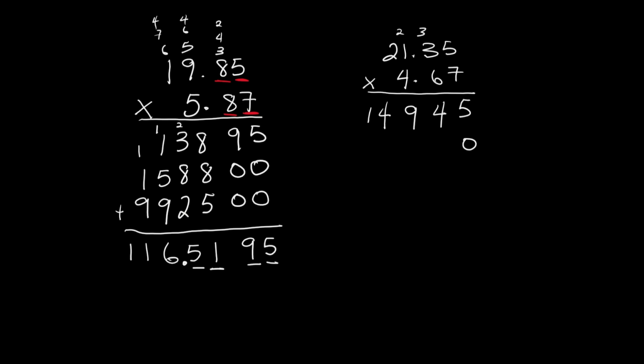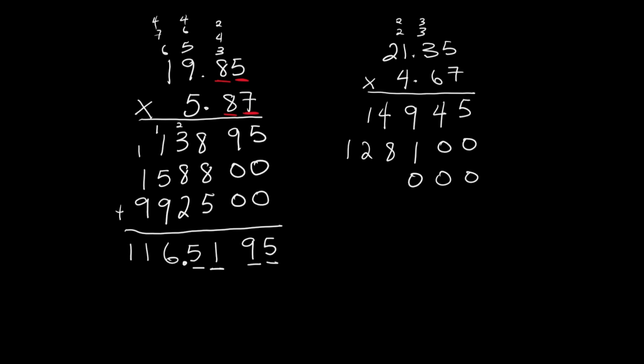Now 6 times 5, that's 30. Carry that 3. 6 times 3, that's 18. Plus 3, and that would be 21. 6 times 1, that would be 6. Plus 2, and that would be 8. And 6 times 2 would be 12. We go ahead and skip another line as we're adding 2 zeros.